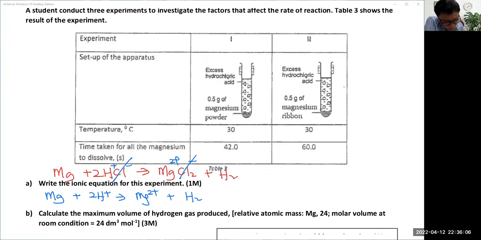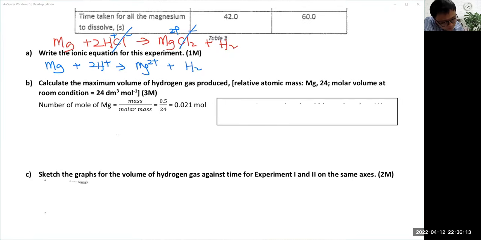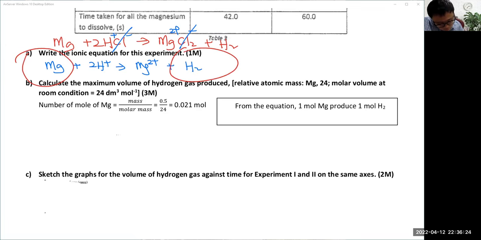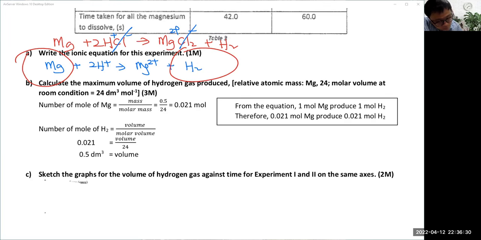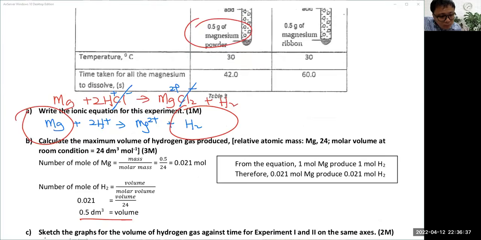So we check here, what do we have? We have 0.5 gram of magnesium powder. So first use the mass over molar mass to get your mole first. Then we look at the ratio between the magnesium and the hydrogen gas, which is 1 to 1. So 1 mole produces 1 mole, so 0.021 will get 0.021 as well. Now after that, you can convert 0.021 here, you'll get a volume equal to 0.5. Okay, now look at this experiment now. They ask you to plot the graph.